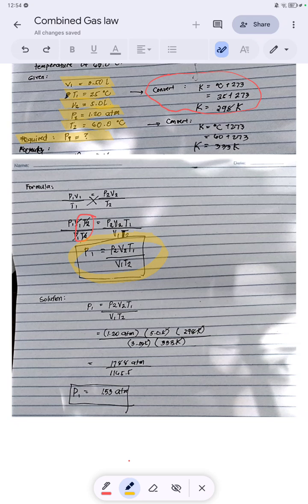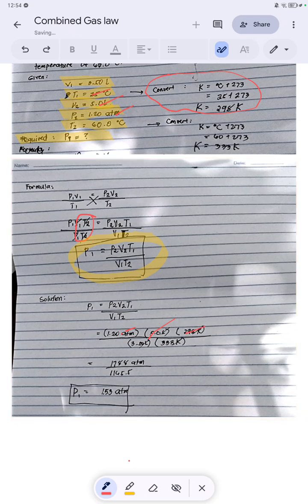So, the solution. P1 equals P2 V2 T1 over V1 T2. You need to substitute everything from the given. P2 is 1.20 atm. V2 is 5.0 liters. T1 is 25 degrees Celsius, which we converted earlier into Kelvin, so that is now 298 Kelvin.